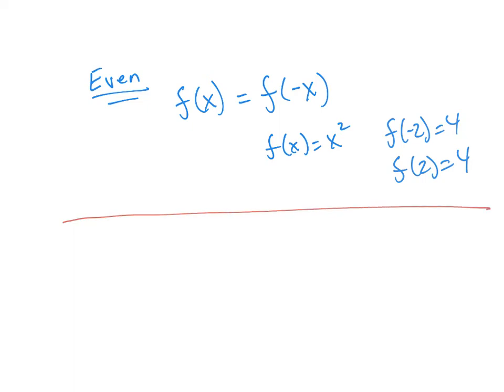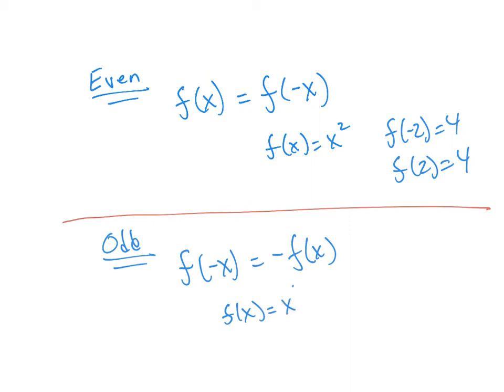A function is odd if f of negative x is the opposite of f of x. So for example, f of x equals x cubed is an odd function, because if I do something like f of negative 2, I get negative 8, because negative 2 times negative 2 times negative 2 is negative 8. And f of 2 is positive 8, because 2 times 2 times 2 is 8. So these guys are opposites, right? These function values are opposites when we plug in the opposites. That's what odd means.